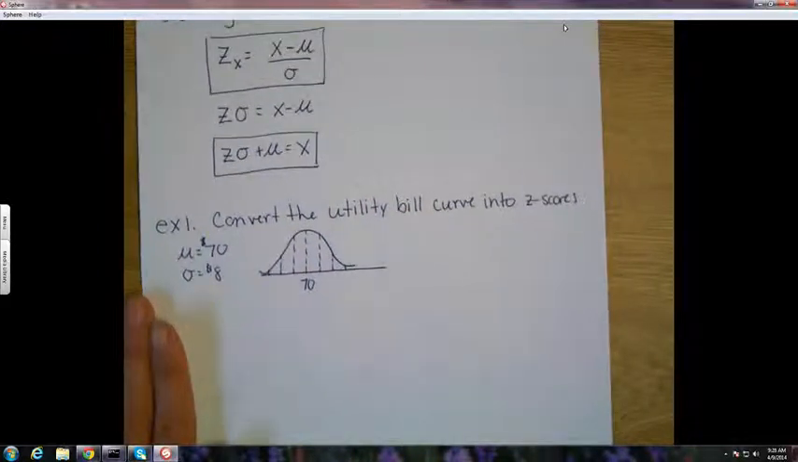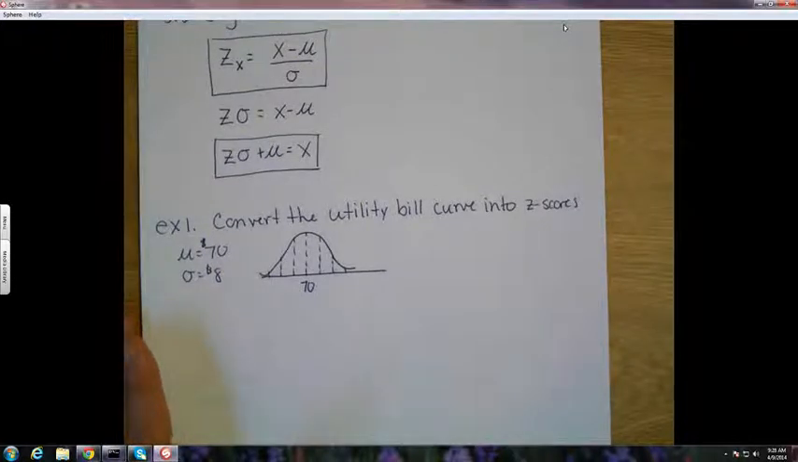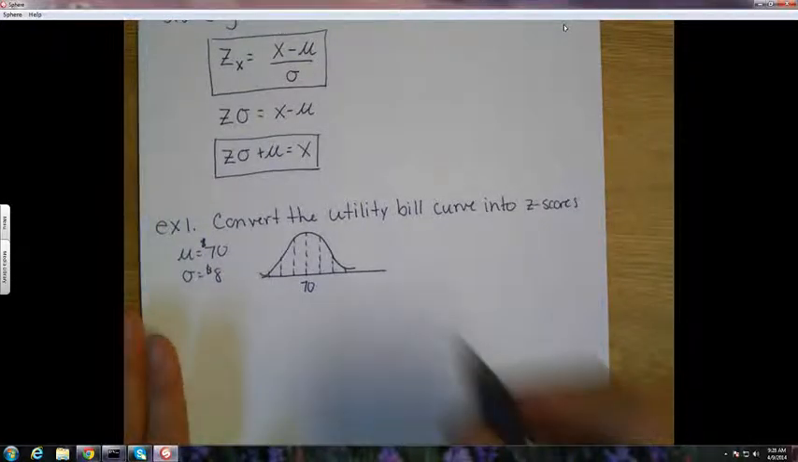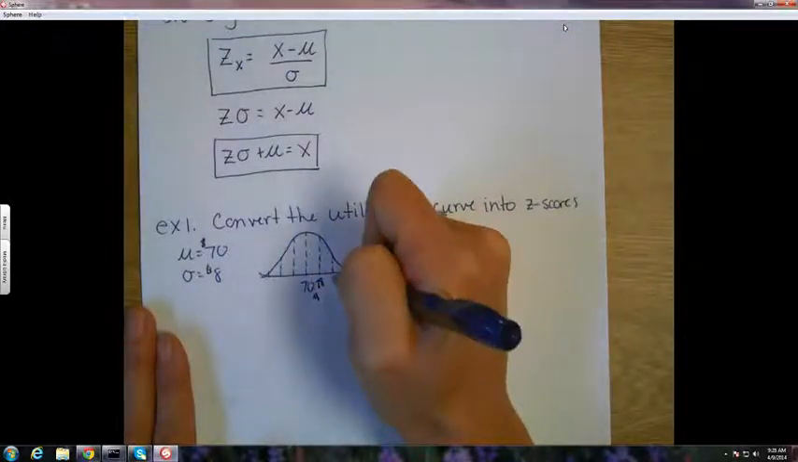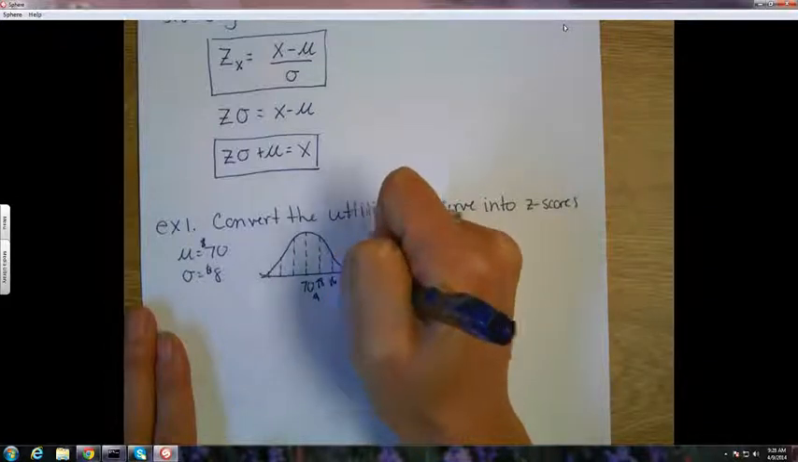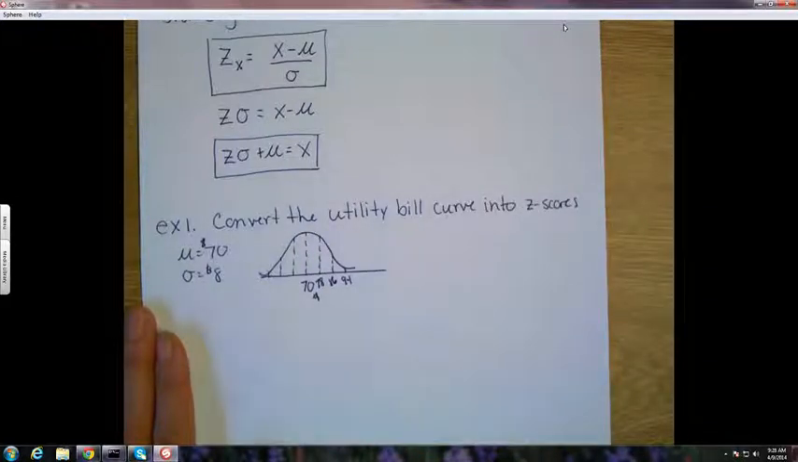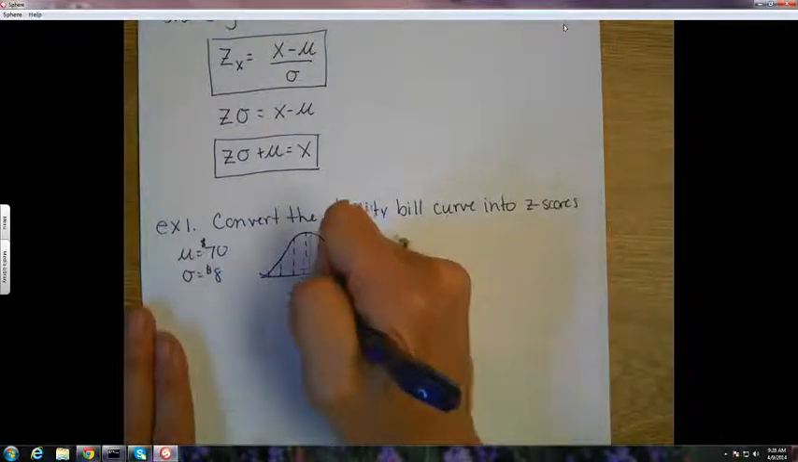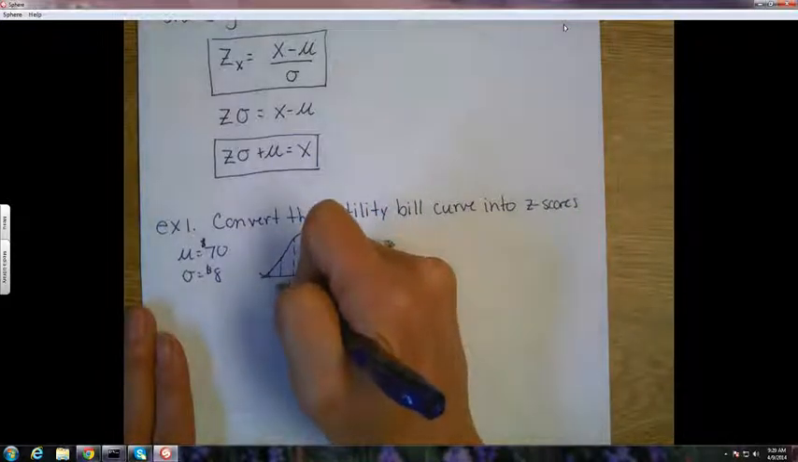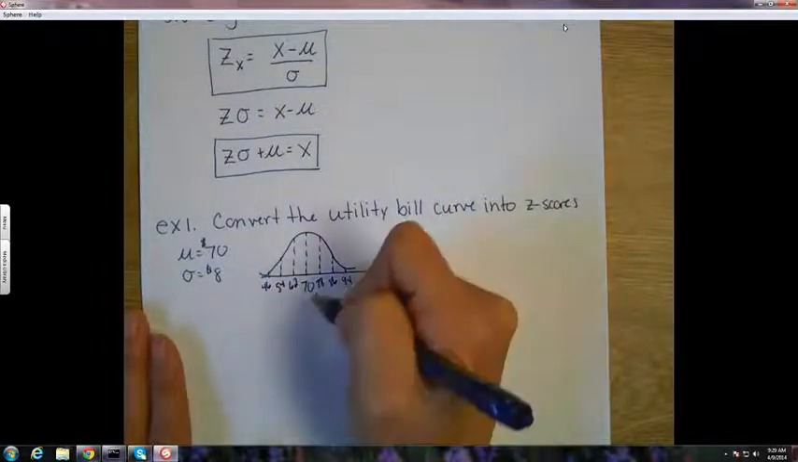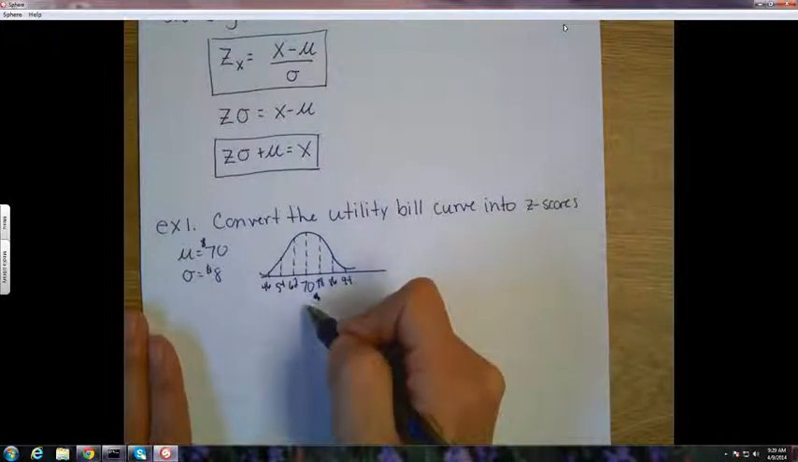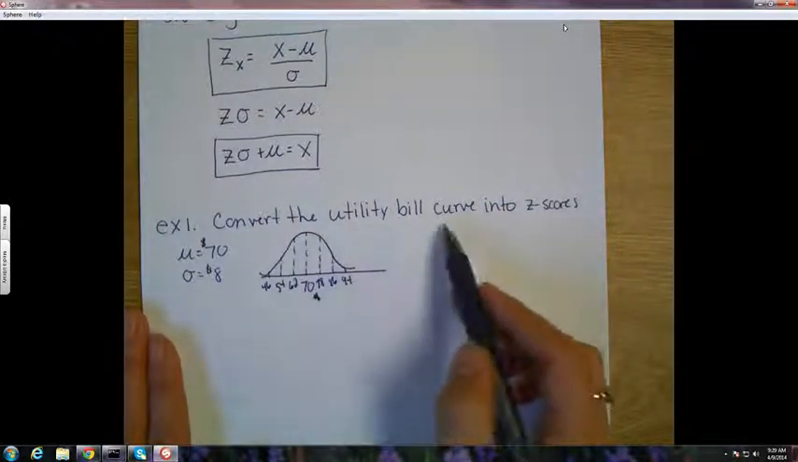That was our mean. And then we add on a standard deviation to go up those 3 steps. So I've got 78, 86, and 94. And then we subtracted the 8 to go down. So that gave us 62, 54, and 46. Okay. Now it says convert the utility bill curve into z-scores.